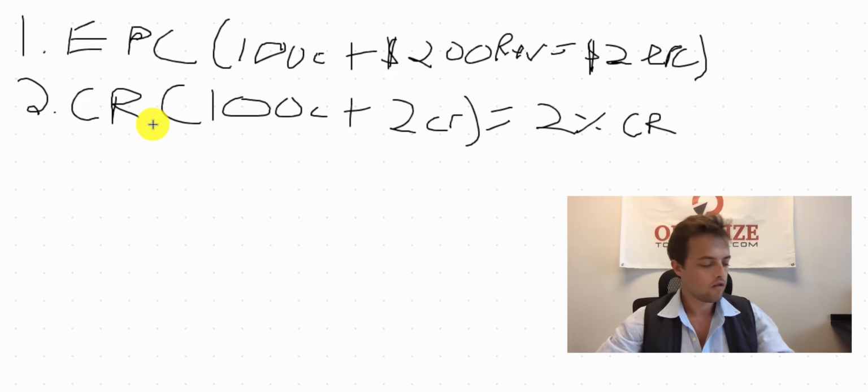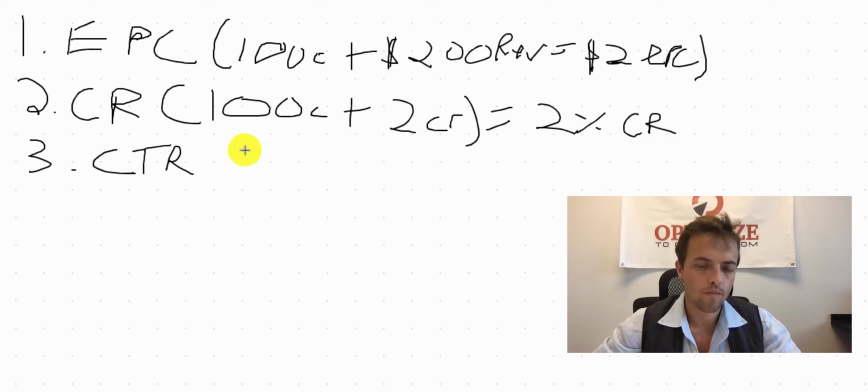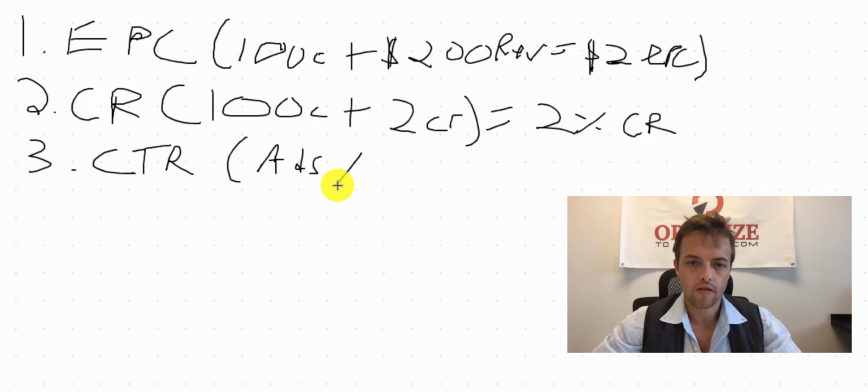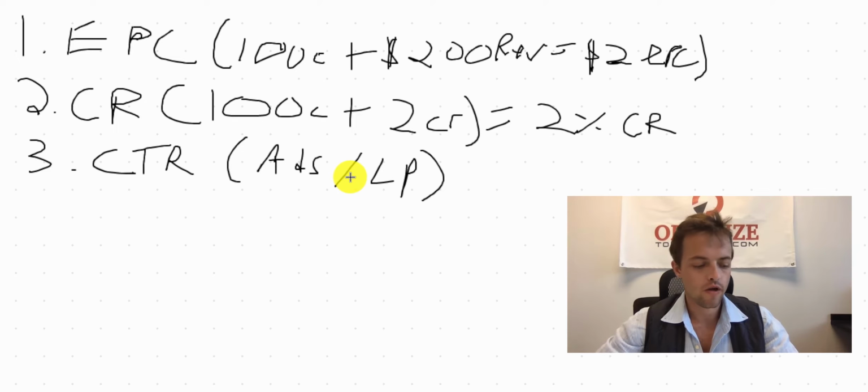So the third term that you should look at is called the CTR, and the CTR is the click-through rate. A CTR can be applied to a lot of different things in affiliate marketing, but the 2 biggest areas that you want to look at CTR are in your ads and on your landing page. Knowing what your click-through rate is on your ads is extremely important because it's telling you how things are going to perform.